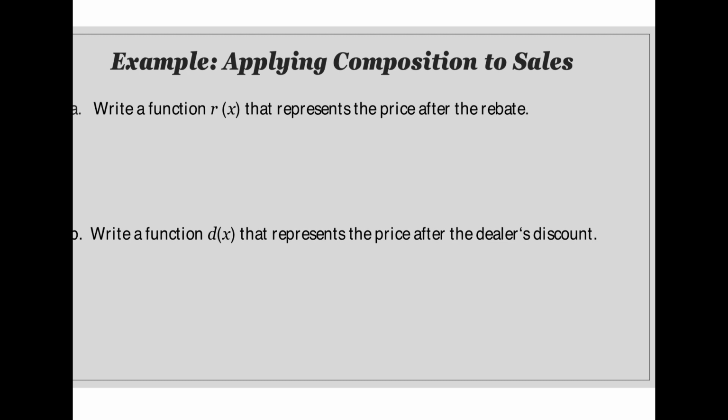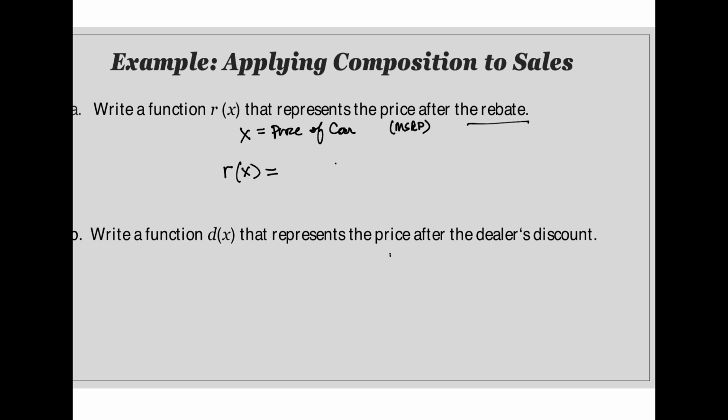Let's try to do R of X, where R of X represents the price after a rebate. So the rebate is just that $4,000 that we get back. So we're going to say X is representing the price of the car, the original price of the car, MSRP. And that's what our percent discount is going to be based on here. But first, we're just doing the rebate. So R of X, we can say, is equal to the price of my car minus $4,000. Pretty simple. Price of my car after the rebate.